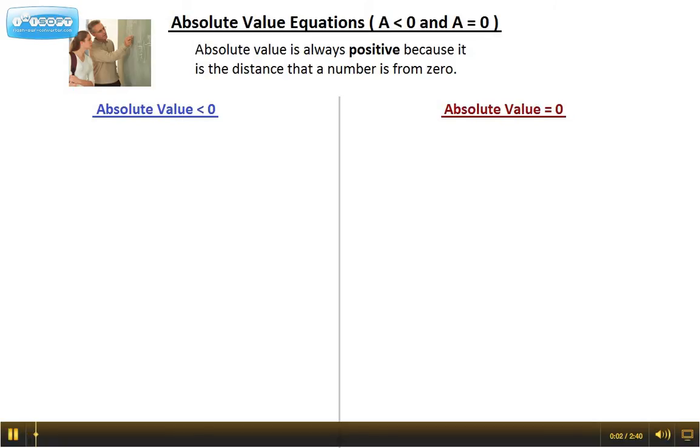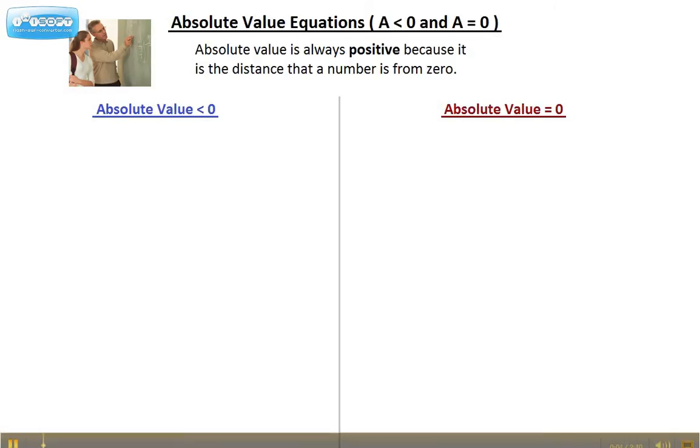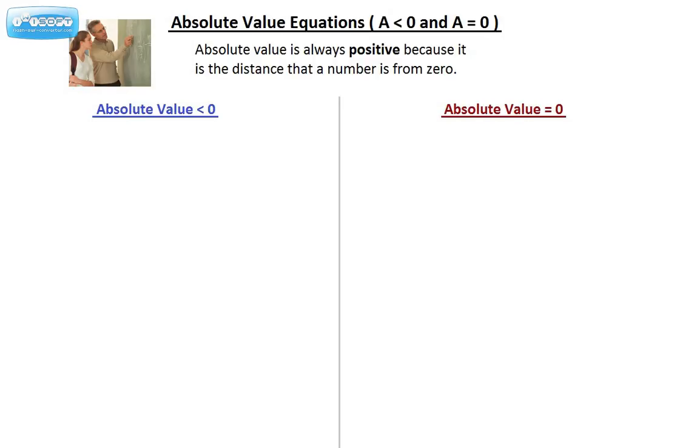Here we're going to be solving two absolute value equations. One where the absolute value is less than 0, which means it will be a negative number, and also one where the absolute value is equal to 0. And when we're talking about absolute value, remember that absolute value is always positive because it is the distance that a number is from 0.